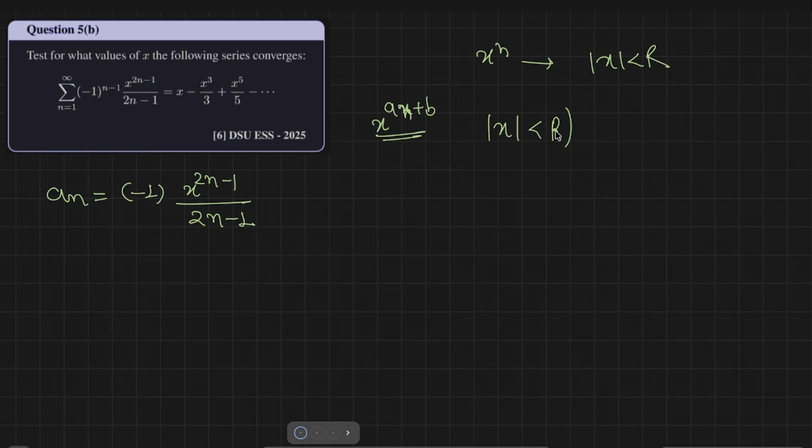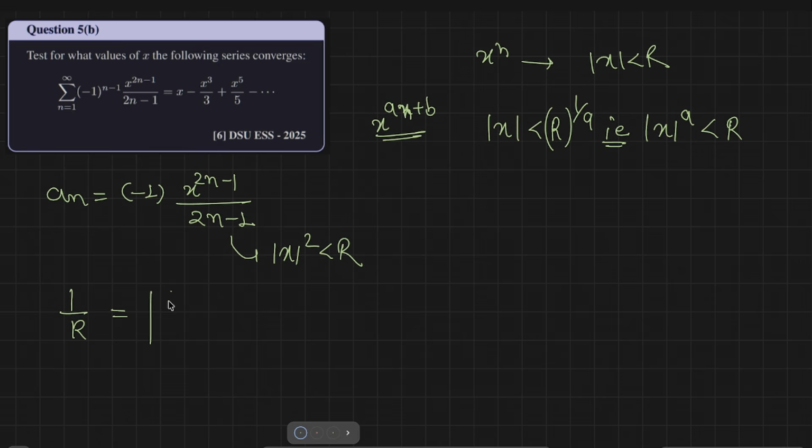But here what will happen? Mod of x is less than r^(1/a), or simply you can see mod of x^a is less than r. The radius means here it will be mod of x. In this case, mod of x² will be less than r. This is very, very important. Now, how can you see this? See, apply the radius of convergence.